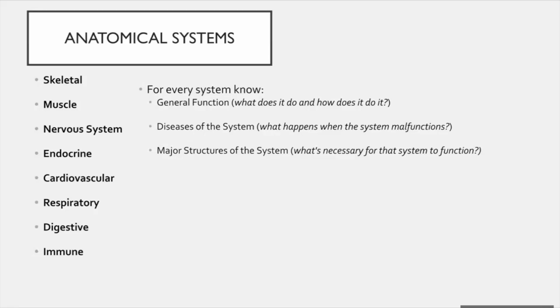Then the major structures of the system. What's necessary for the system to function? For the skeletal system, this can look like the different bones of the body. How are the different fossas and fissures related to keeping the body functioning? How are they related to holding the body up and protecting it?